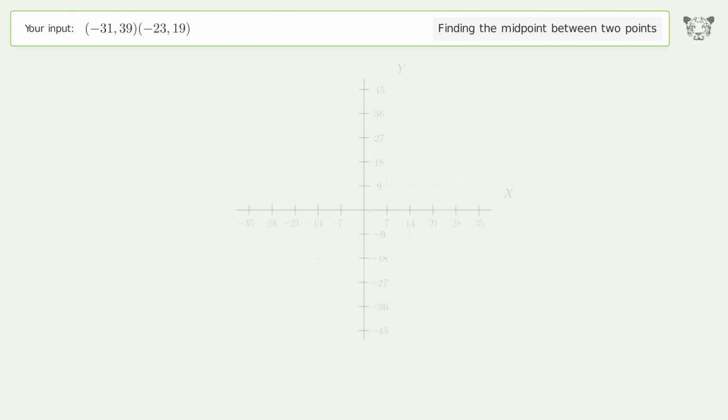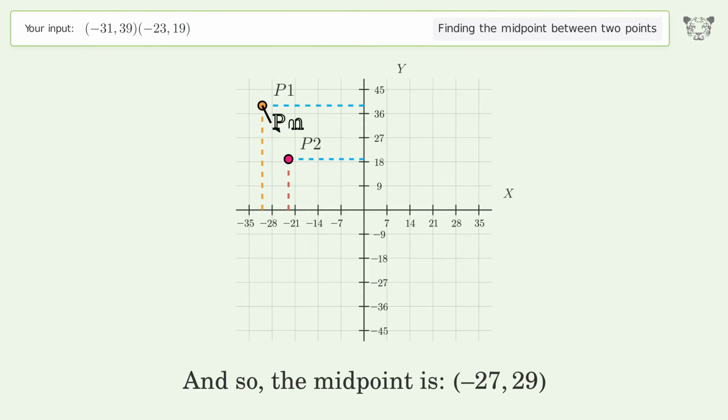And so, the midpoint is negative 27, 29.